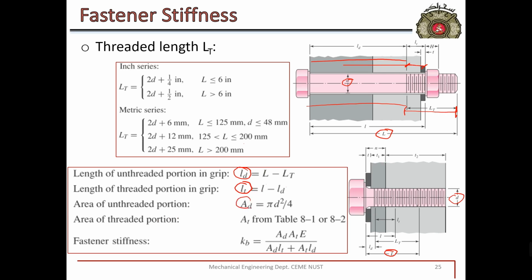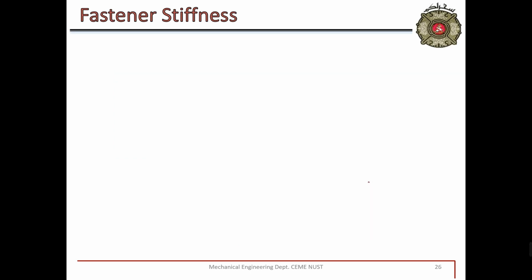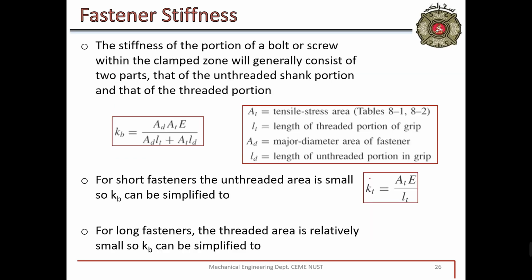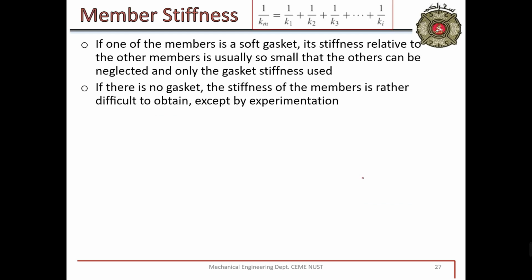We can calculate the area of the bolt. For AT, I have already explained what AT is. From table 8.1 or 8.2, you can calculate AT. Once you have AT, the length of the threaded portion and unthreaded portion, and the value of E, you can calculate KB, and this will be the stiffness of the bolt within the joint, either for a nut and bolt section or if it is a cap screw. And then we have some cases. You can go through this.